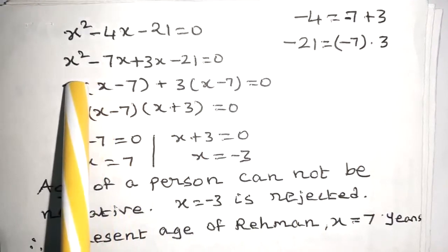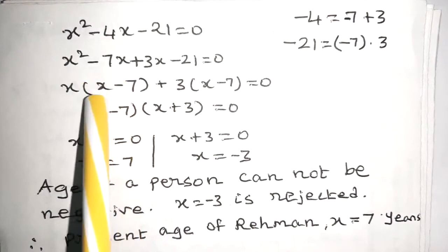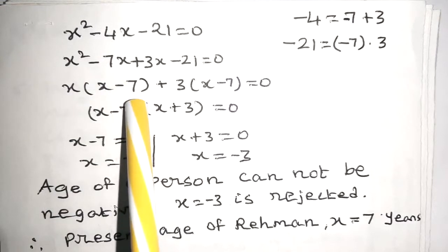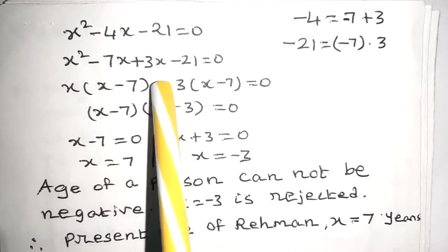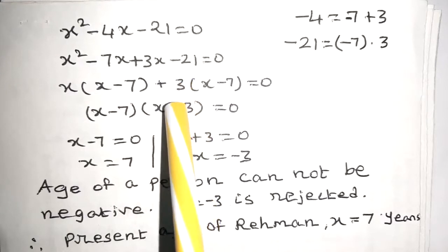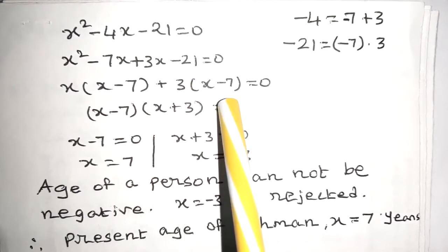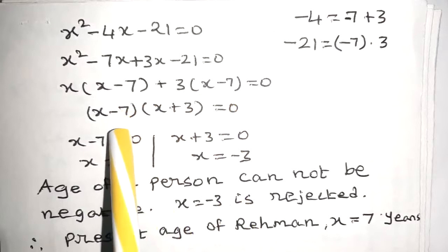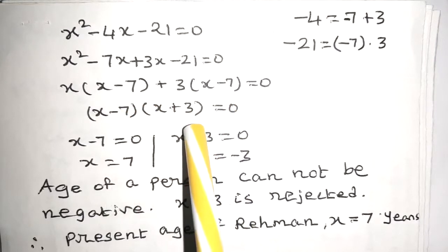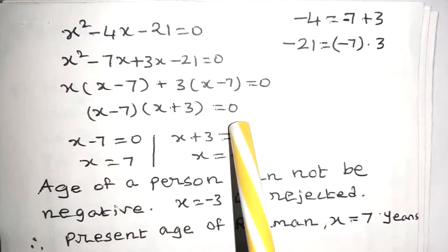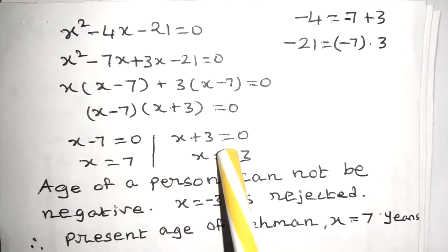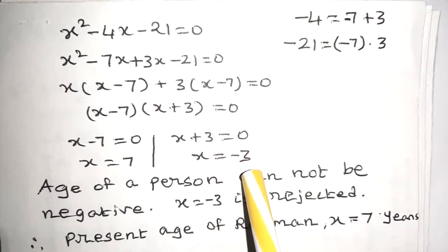Therefore, considering x square minus 7x and taking x as common factor, we can write x multiplied by x minus 7. Considering 3x minus 21 and taking 3 as common factor, we get 3 multiplied by x minus 7. In these two terms, x minus 7 is common term, so we can write x minus 7 multiplied by x plus 3 equal to 0. x minus 7 equal to 0 implies x equal to 7. x plus 3 equal to 0 implies x equal to minus 3.